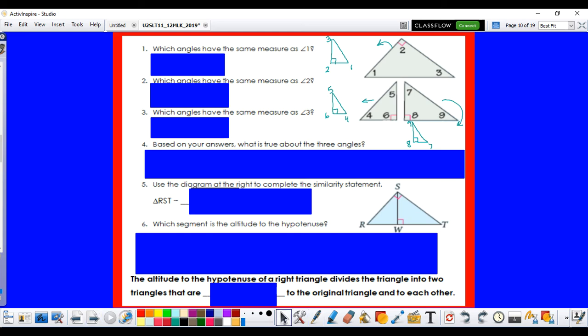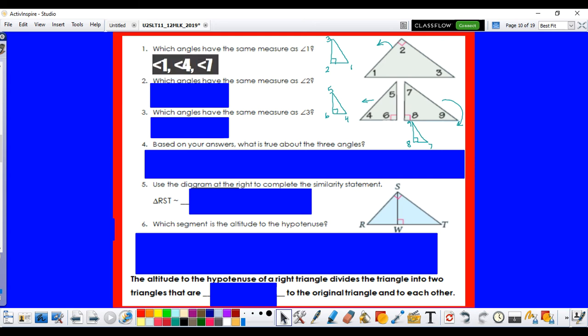If you're looking at my screen right now, you can see that I flipped all the triangles around so that I could very clearly see what was happening. So in the top one, I rotated it so that the right angle is in the left corner. And then in the left triangle, I literally reflected it. So again, my right angle is in the left corner. And then for the top one, I just rotated it so that my shorter leg would be on the bottom. So now they all match. So which angles have the same measure as angle 1? It's going to be angles 1, 4, and 7.